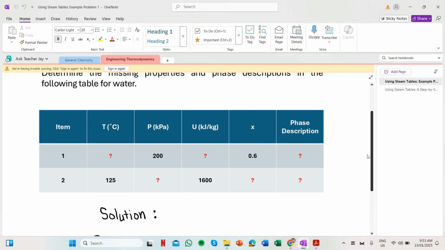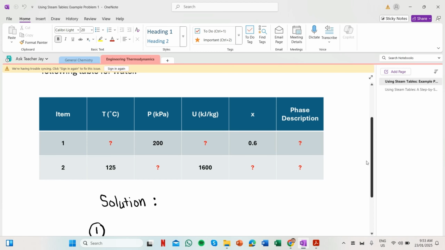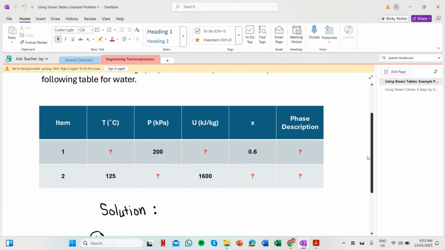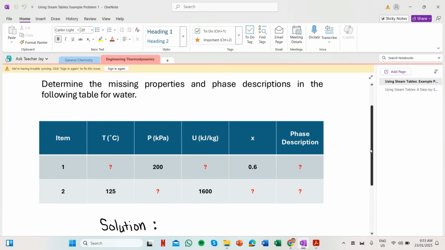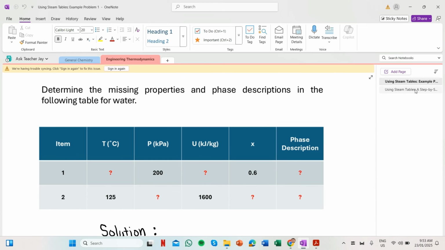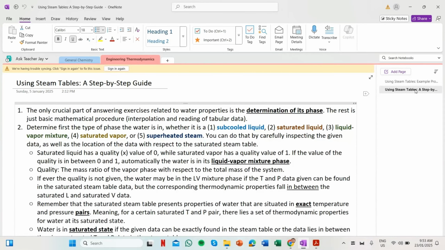I have to make sure that this is brief since the main goal here is for me to demonstrate and show to you how to be more organized in answering these kinds of problems. And I have prepared here a step by step guide which will help you have a good grasp as to what's really important and what you should focus on when you talk about steam tables.